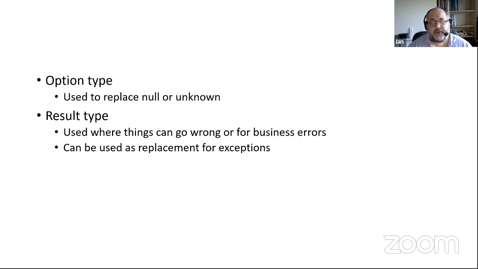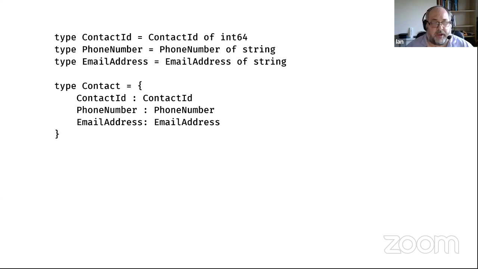Okay, so let's have a look at how we can use things like option in a slightly more complicated case. So this is a simple contact. I've got a record type again, and it takes a contact ID, a phone number, and an email address. But not everybody has a phone, and not everybody has an email address. So I need to handle this.